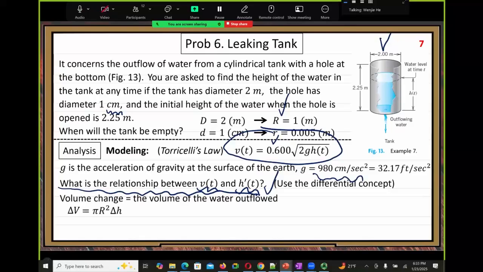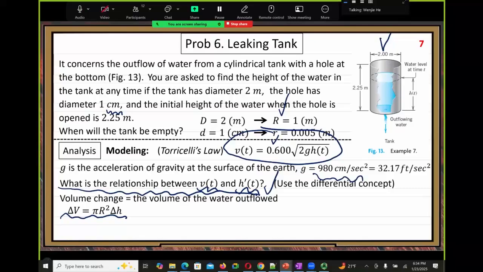Delta V equals the base area of the cylinder, pi capital R squared, times the height change, delta H. So when you start, you have this formula: delta V equals pi capital R squared times delta H. This is very easy to see.